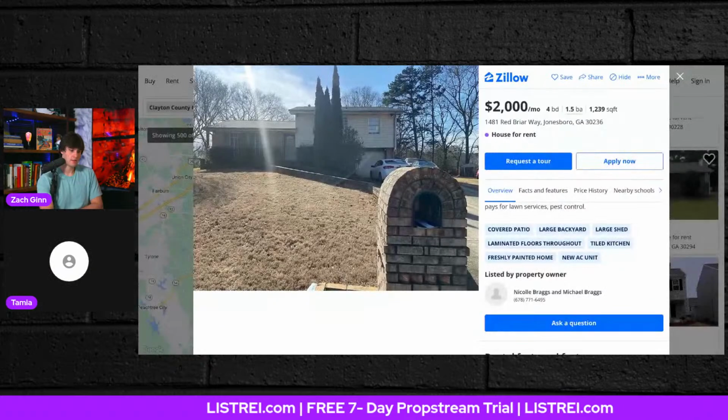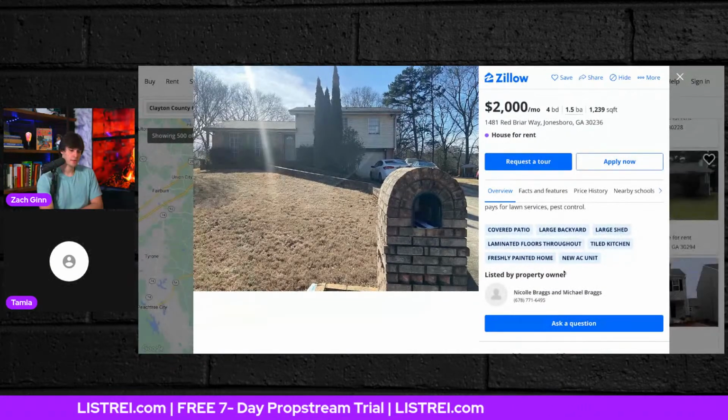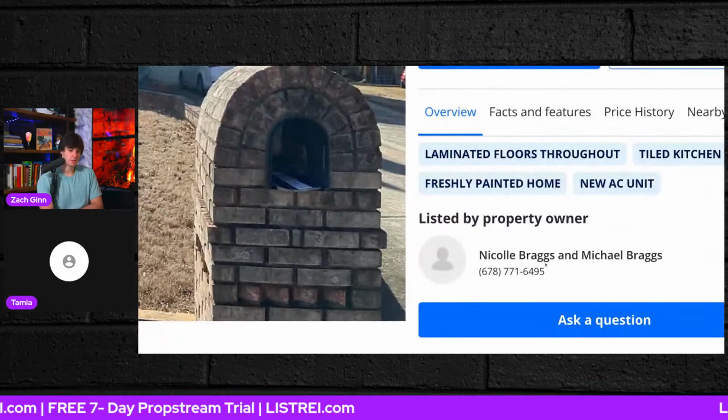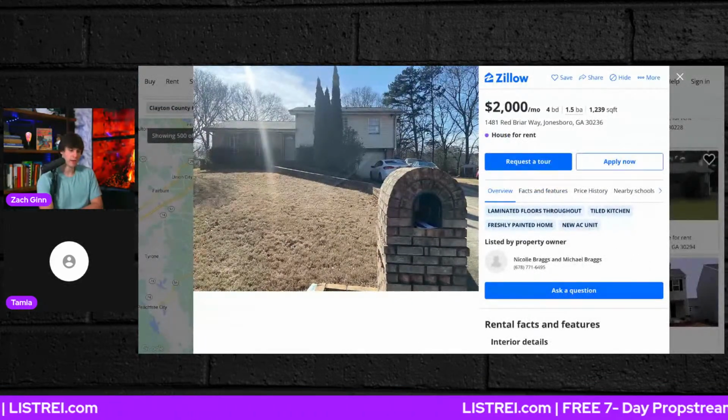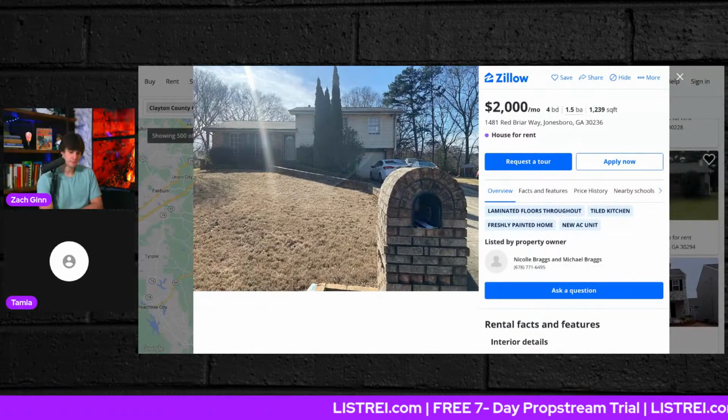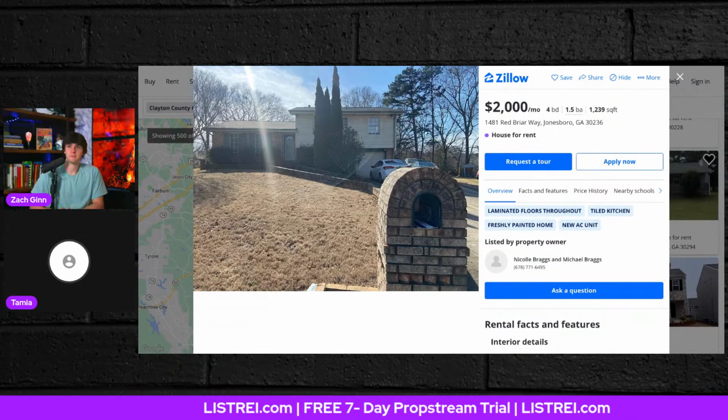Yeah. So do you see this address right here? Mm-hmm. This was listed a day ago. Nicole Braggs and Michael Braggs. They don't look like a corporation. They listed this property for rent. You should have called them. Okay. I see where you're going with this.